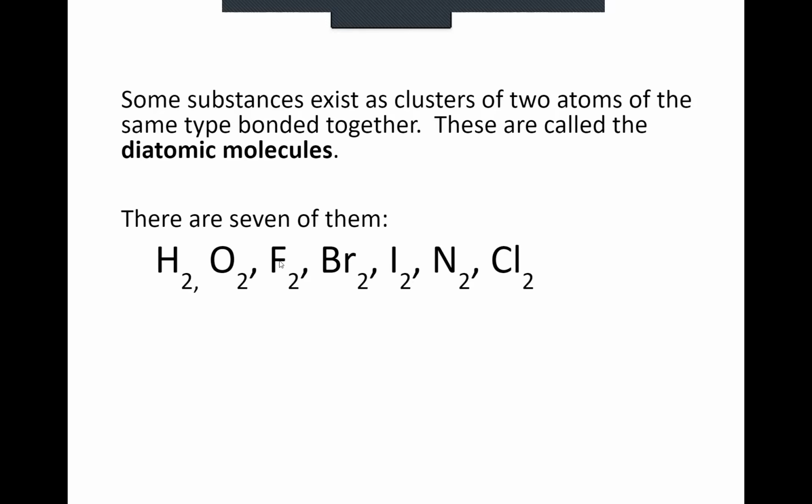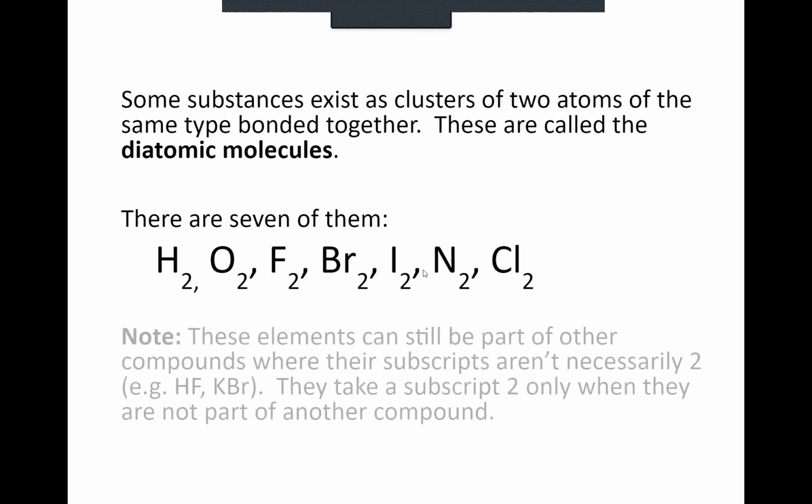Hydrogen, oxygen, fluorine, bromine, iodine, nitrogen, and chlorine. Arranged in this order, you can pronounce them Hofbrinkel. If you look on your periodic table, you would find that 6 of the 7 are kind of in the upper right corner of the periodic table, and hydrogen's on its own in the upper left corner. However you want to remember this is fine, but you do need to remember.